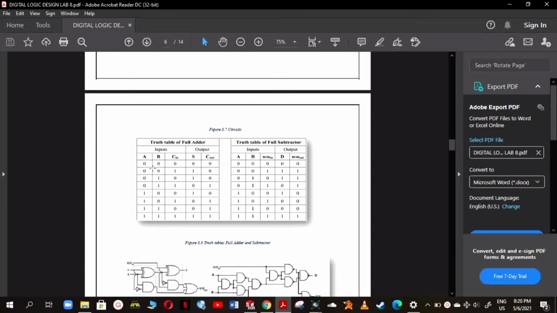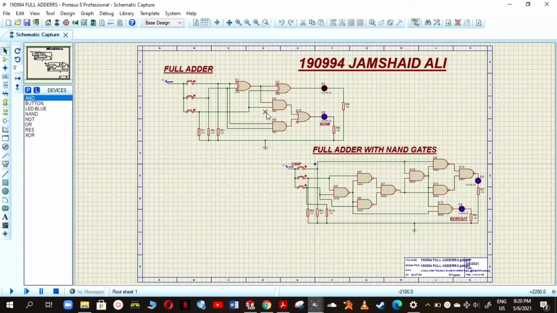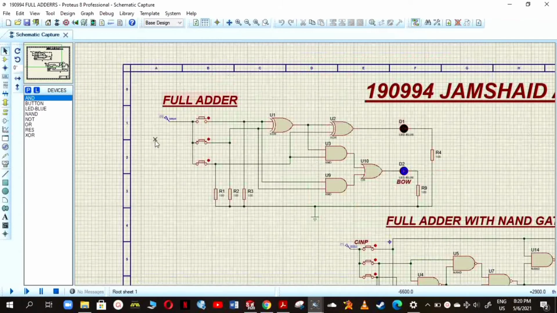If A, B and C are 0, then summation is 0 and carry output is also 0. If all inputs are 1, then summation is also 1 and carry output is also 1. Now we are going to discuss it on the Proteus circuit. First of all, we are going to look at the construction of our Proteus circuit without NAND gate.